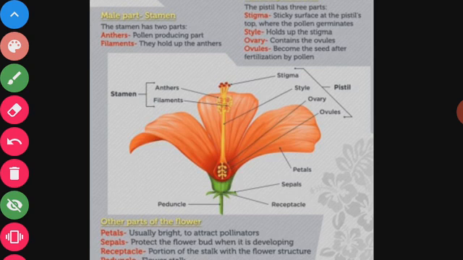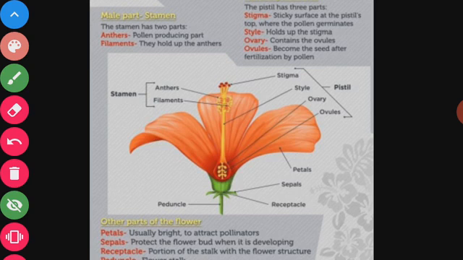They have anthers, and the anthers contain pollen grains. Those pollen grains have male gametes in them, as you can see in the structure here.